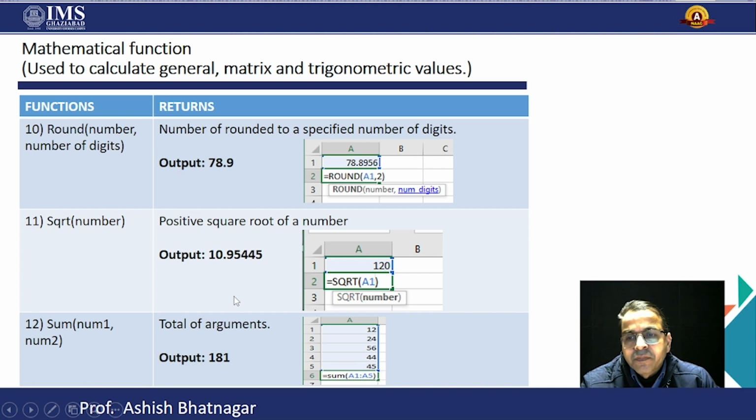Next, the last one is SUM, and number 1, number 2 are the arguments. If I give here in this example, let us say I have 5 values and I want to do the sum of all these 5 values. You have to apply the formula equal to SUM and give the range of the numbers. The range will start from A1 till A5. You just have to give the range, and if you press enter, it will return the sum of all the numbers.